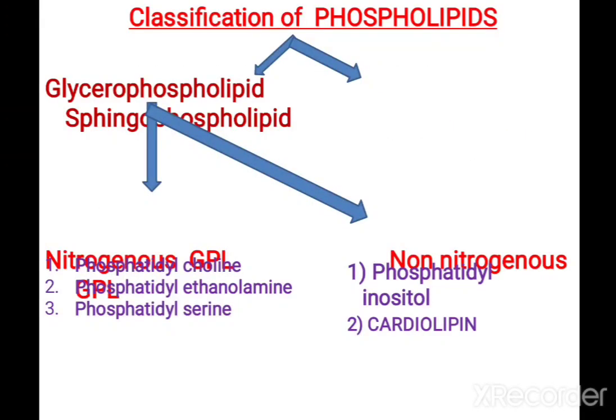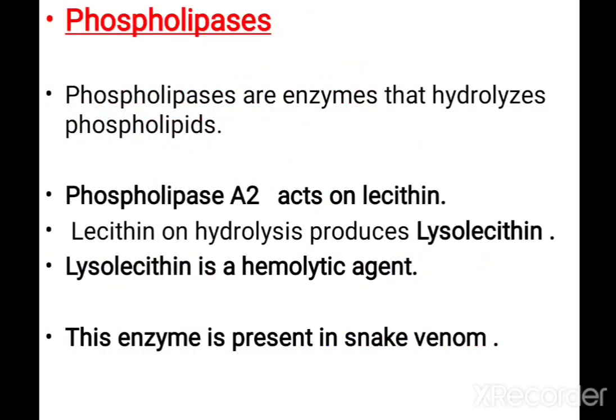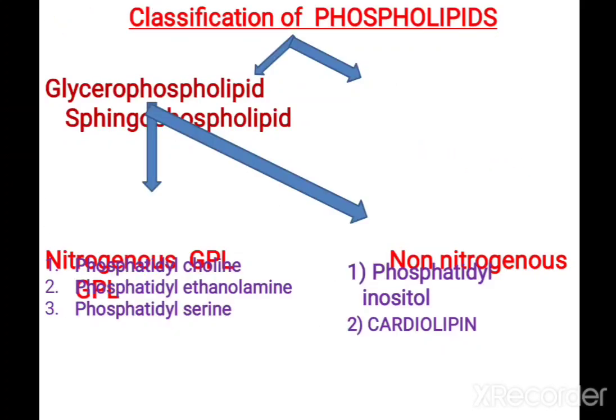So this is the classification of phospholipid. We can classify phospholipid into glycerophospholipid and sphingophospholipid. And this glycerophospholipid is again classified into nitrogenous glycerophospholipid or non-nitrogenous glycerophospholipid. The examples for nitrogenous glycerophospholipids are phosphatidyl choline, phosphatidyl ethanolamine and phosphatidyl serine. And phosphatidyl inositol and cardiolipin are the examples for non-nitrogenous glycerophospholipid.